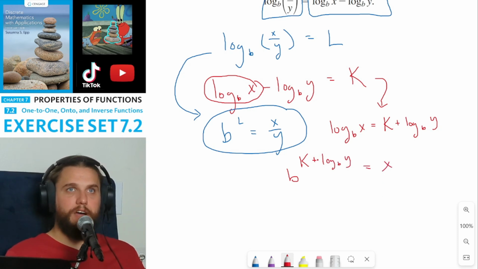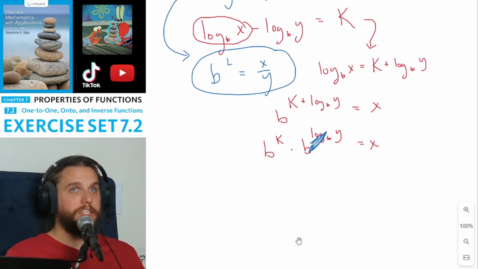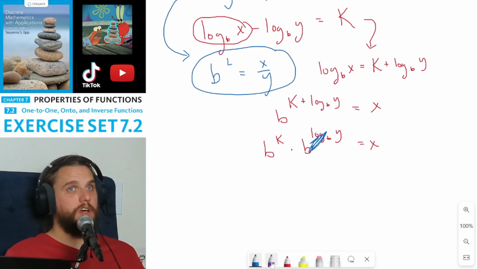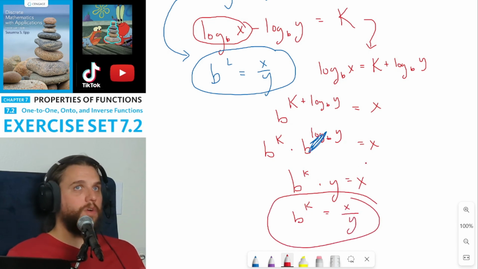Now this can be simplified by the law of exponents. We can split up this exponent with multiplication. So this is b to the K times b to the log base b of y equals x. b to the log base b cancel. And so we're left with b to the K times y equals x. And so b to the K equals x over y. And here's the other equation that we need.